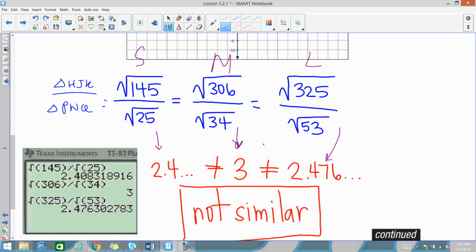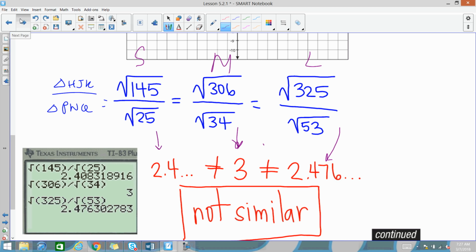Therefore, these 2 triangles are not similar. And that's what you have to look for. If you do not get a common scale factor, they are not similar. And it only happens after you've identified what's your small, what's your medium, and your large, and then set up your ratios to figure that out.